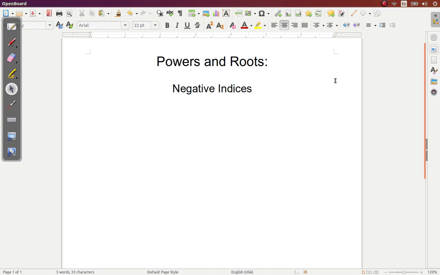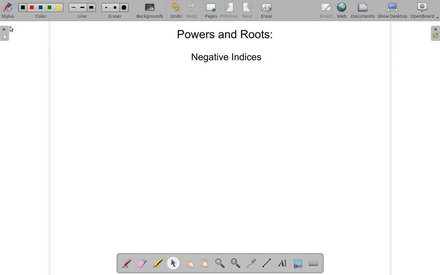Let's look at negative indices. Now, what we're talking about could be a situation where you have, for example, 3 to the power of negative 2. What does that really work out to? Let's see something here.